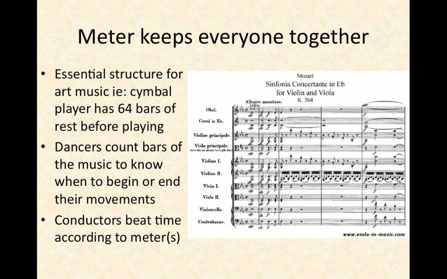Conductors standing up on the podium are beating time according to meter. If it's 2 beats in a measure, it's fairly simple. It's down, up. If it's 3 beats, it's down, over, up. If it's 4 beats, it's down, over, back, up, 1, 2, 3, up. So if we look at this score, it's the sheet that the conductor has in front of him or herself. And you can see at the top, these are the oboes, trumpets.